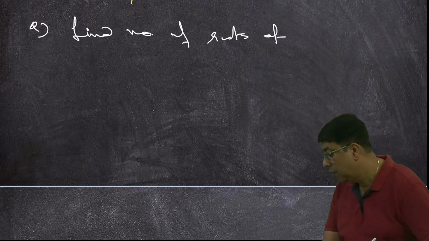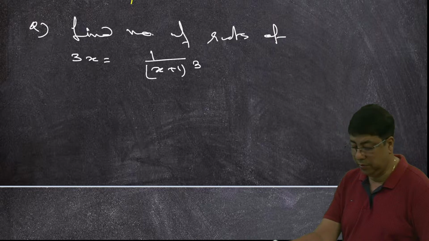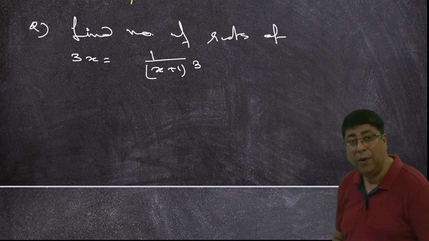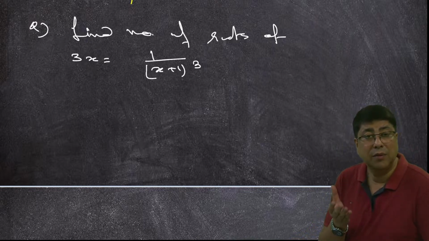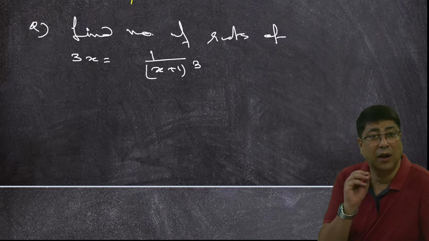Roots of 3x equal to 1 by (x plus 1) whole cube. How to solve these type of sums? Think, everybody: if we apply the asymptote way, whatever I showed you, this is more important, and increasing, decreasing, the another way.